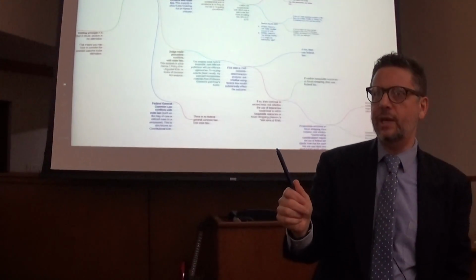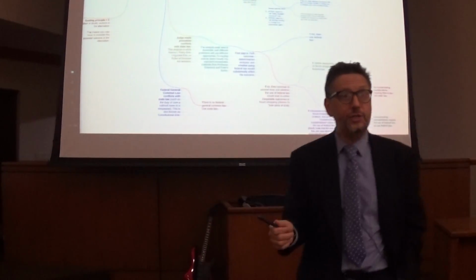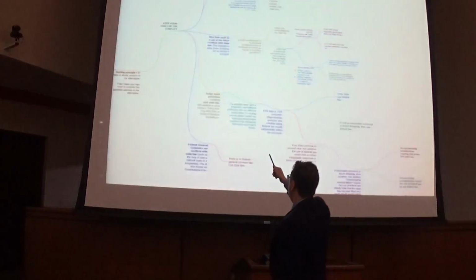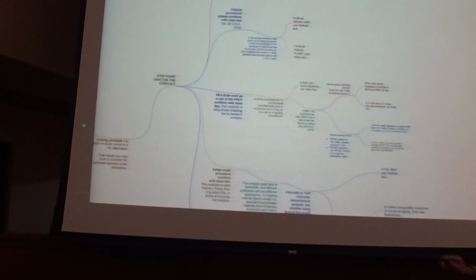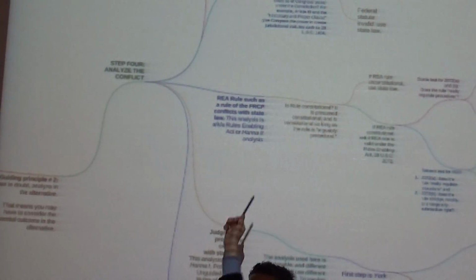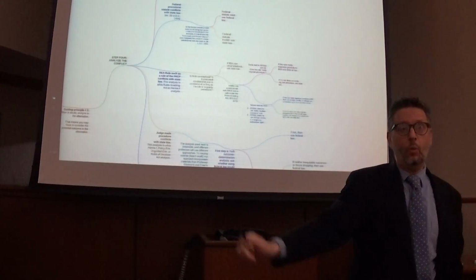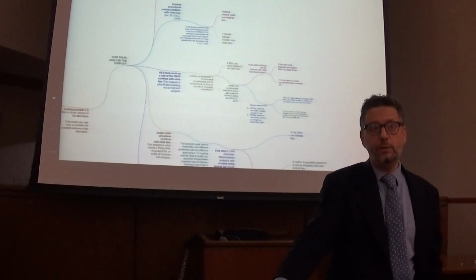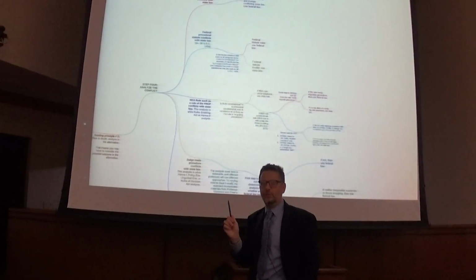If the facts arguably involve a rule of the FRCP, then chances are you may have to engage in analysis of this part, judge-made procedure, as well as HANA Part 1, the REA rule part of the analysis. On the other hand, if the facts don't involve a statute or a rule of the FRCP at all, then you do not have to engage in REA analysis.